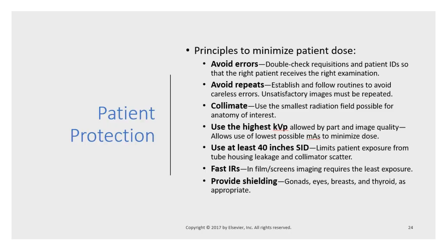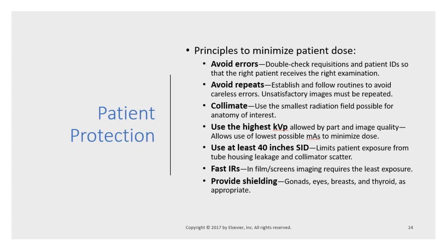So radiation patient protection, principles to minimize patient dose. To protect your patients, you want to double check your requisition and the patient ID so that the right patient receives the right examination. Avoid repeats. Establish and follow routines and avoid careless errors. Unsatisfactory images must be repeated, so be careful that you're doing it right the first time.